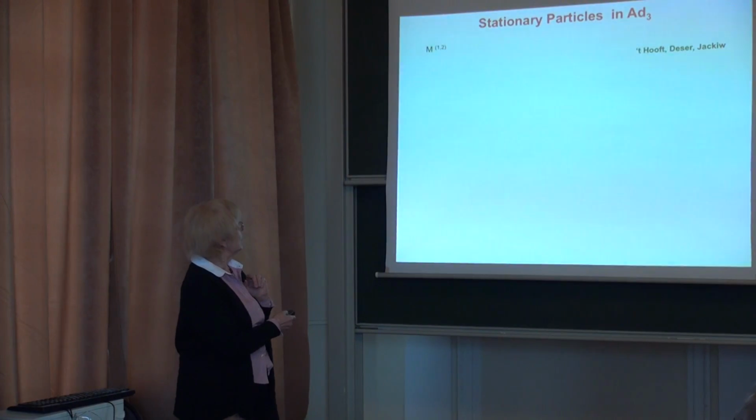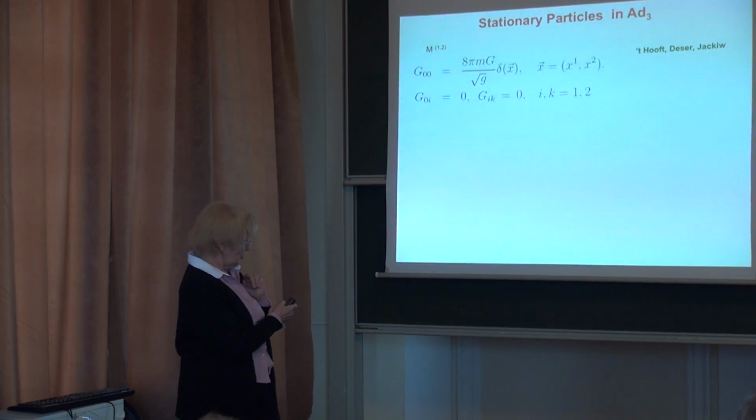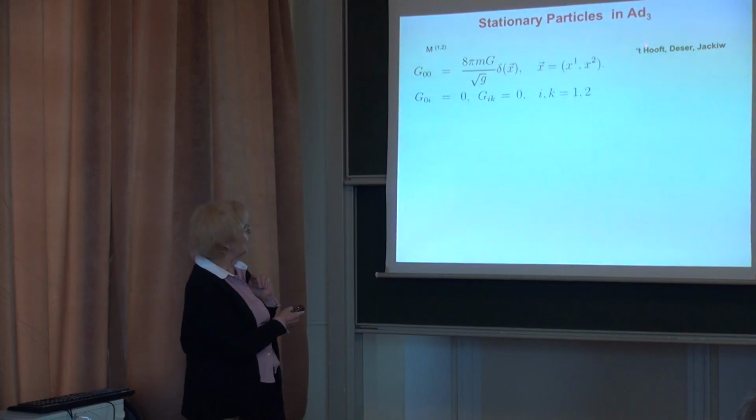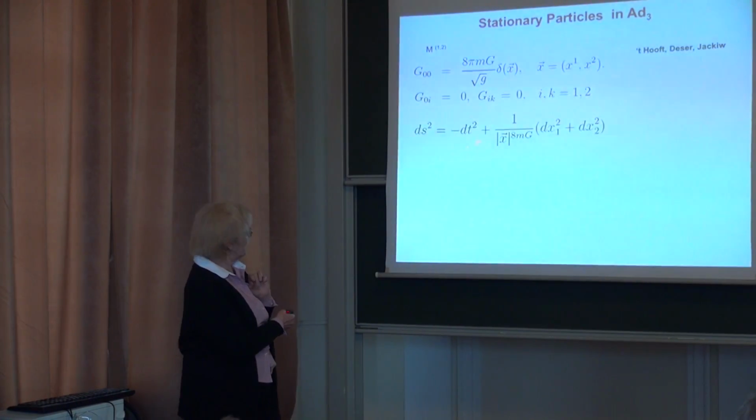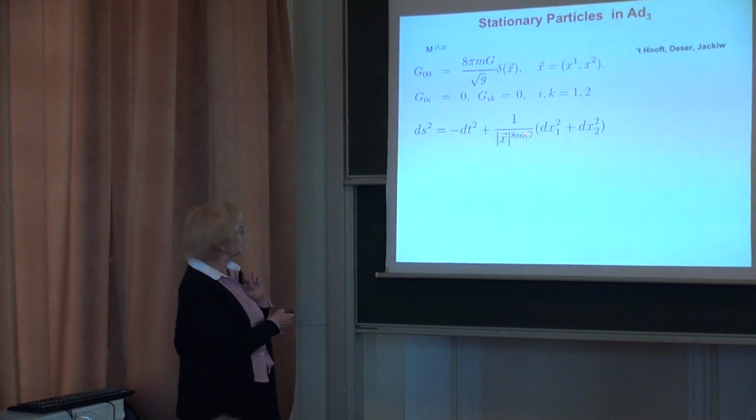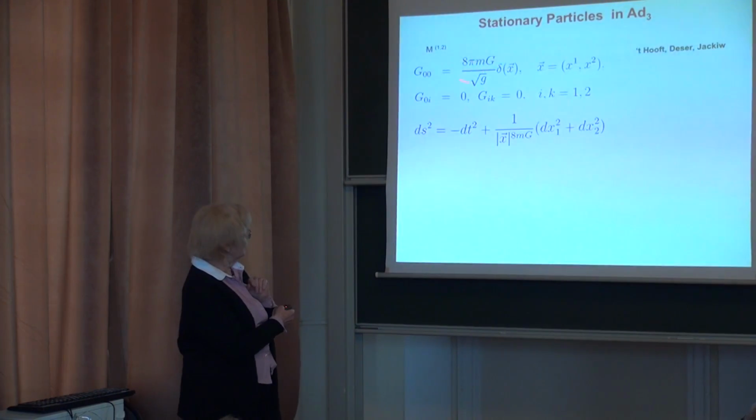This problem of describing a particle in three-dimensional Minkowski space was studied many years ago by 't Hooft, Deser, and Jackiw. So if you solve the Einstein equations of motion, which have some energy-momentum tensor corresponding to a point particle, which is stationary, then the solution is written here. This is the mass of the particle with a gravitational coupling constant, which you can read from this formula.